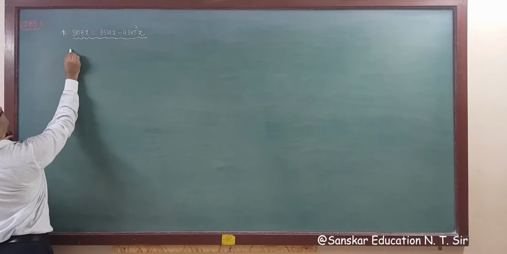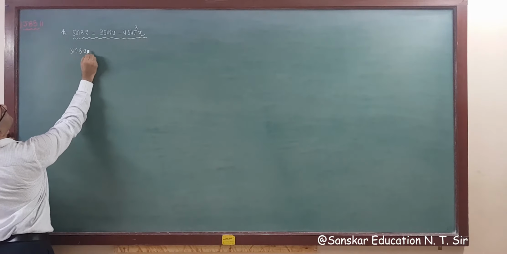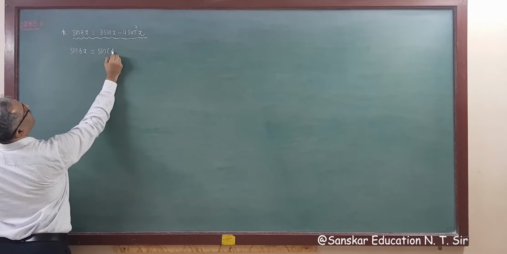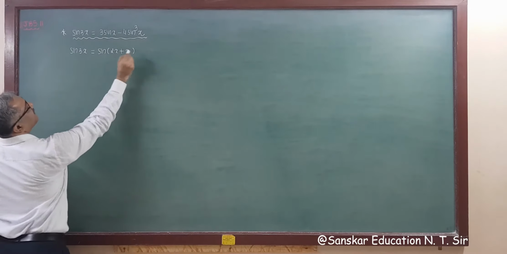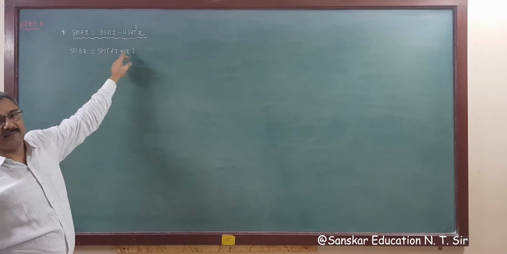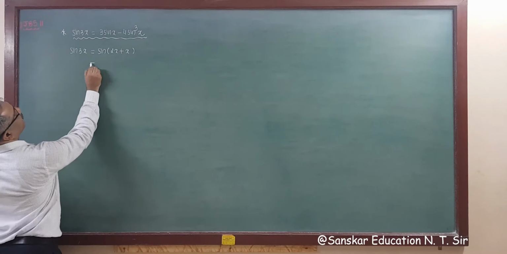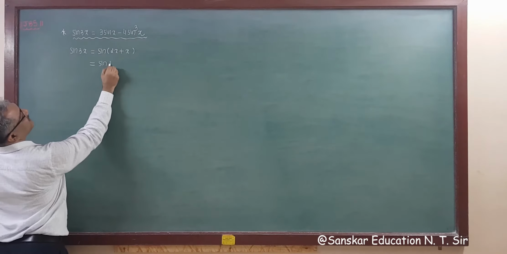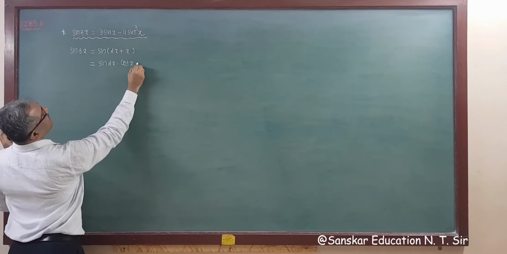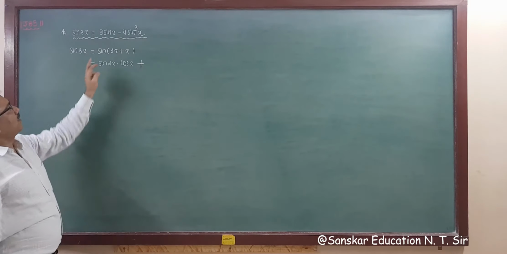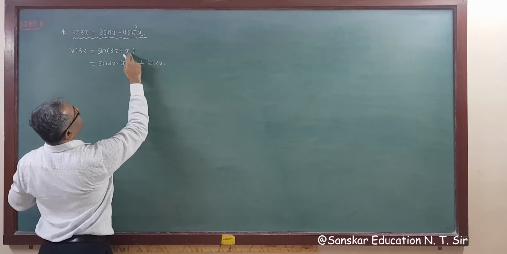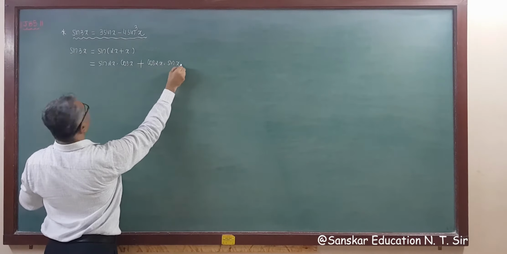So we start from sine 3x. Sine 3x is equal to, now I am splitting this as sine of twice x plus x. Applying the formula of sine A plus B, what we get? Sine A, that is sine twice x, into cos B, that is cos x, plus cos A, that is cos twice x, into sine x.